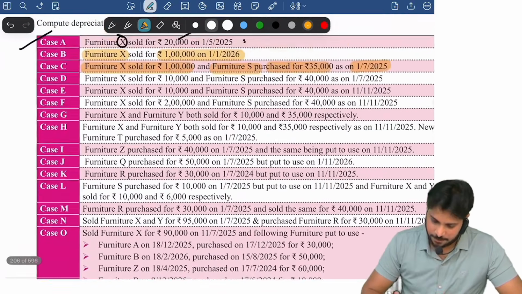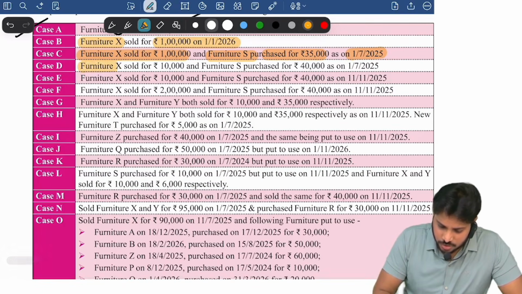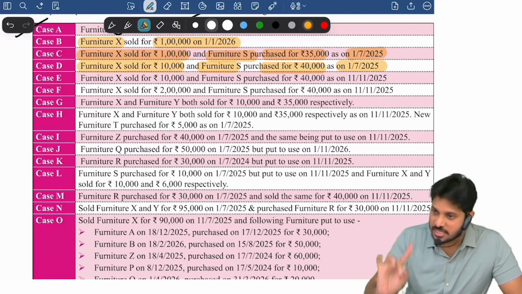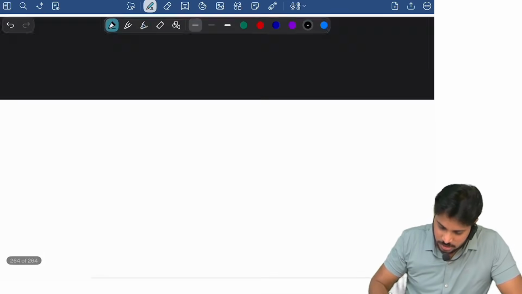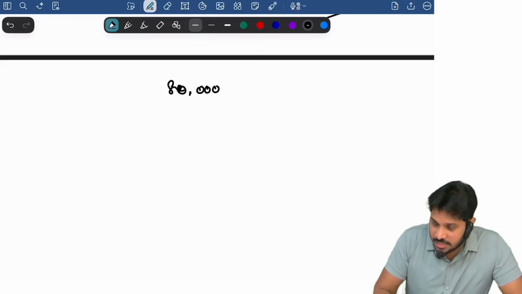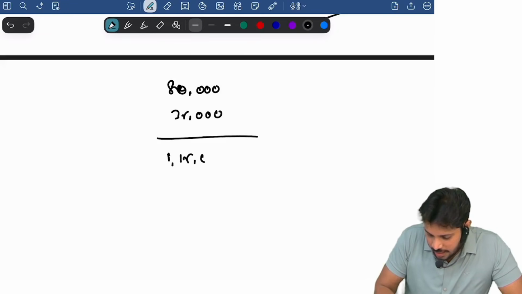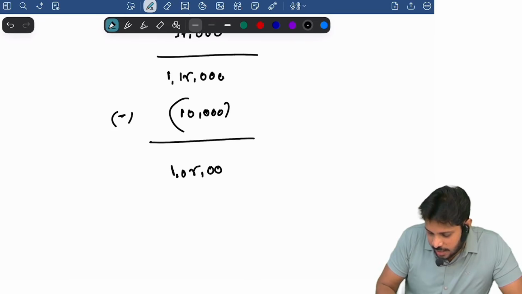Yes. Next. Case number D. Furniture X sold for 10,000. Furniture S purchased for 40,000 as on 1st July. Same information, sale value changed. So purchase value how much? Opening 80. Purchase value 35. So gross block value 1,15,000 minus amount received is just 10,000. Correct? So WDV value 1,05,000.